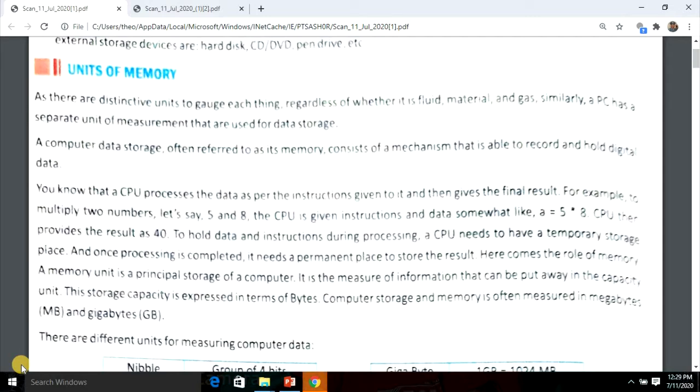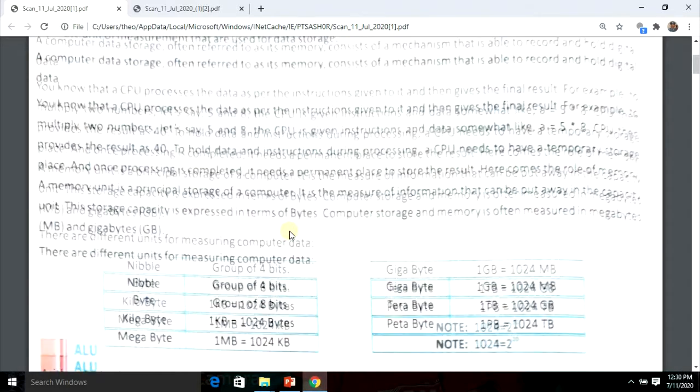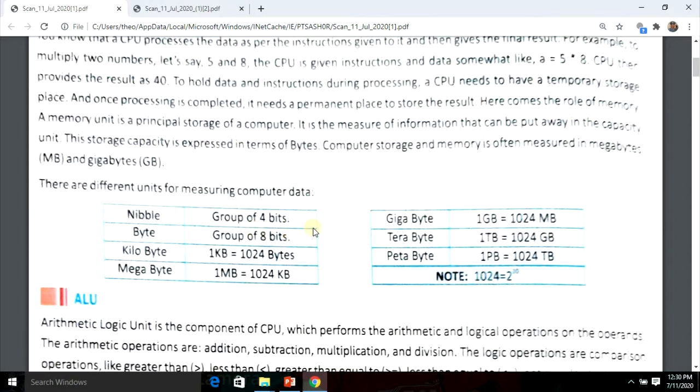As we know, the memory is the place where the computer stores all the data. The storage capacity of memory is measured in bytes. For megabytes it is MB, for gigabytes it is GB. So whatever instruction is given to the computer is stored in the memory, and a unit of memory is the nibble, a group of 4 bits.